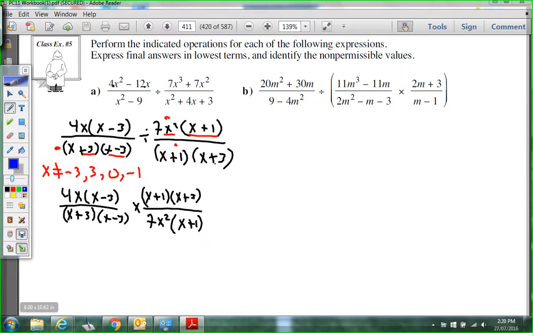Okay, so what can I cancel? I can cancel x minus 3s, x plus 3, x plus 1, x plus 1. And you can see all you have left is 4x. Oh, we can also get rid of an x here. That x and this one goes to a 1. So what's left here is 4 on top over 7x. That's it.